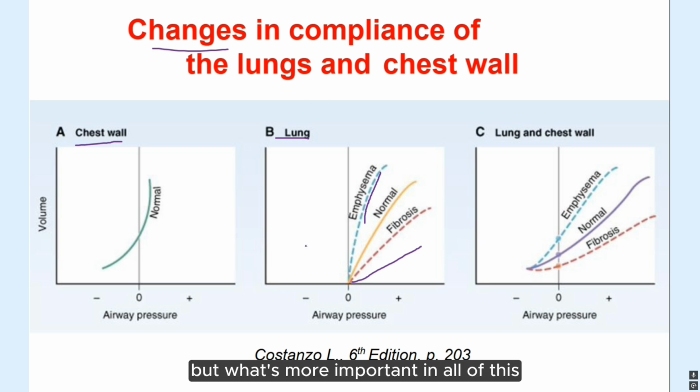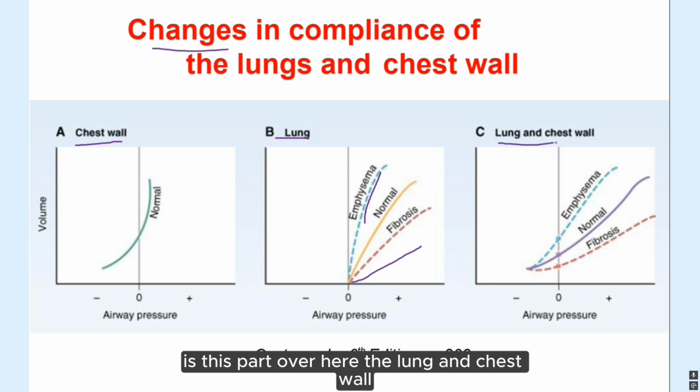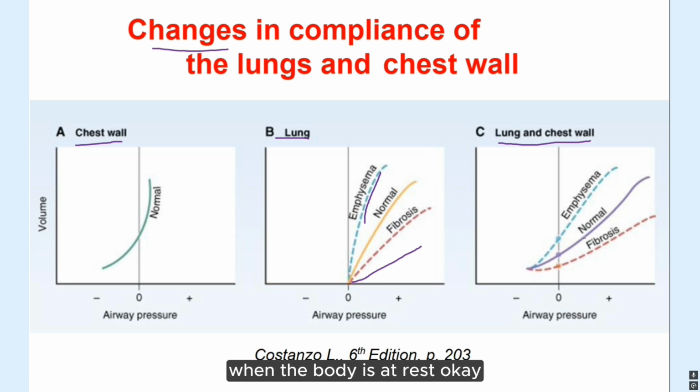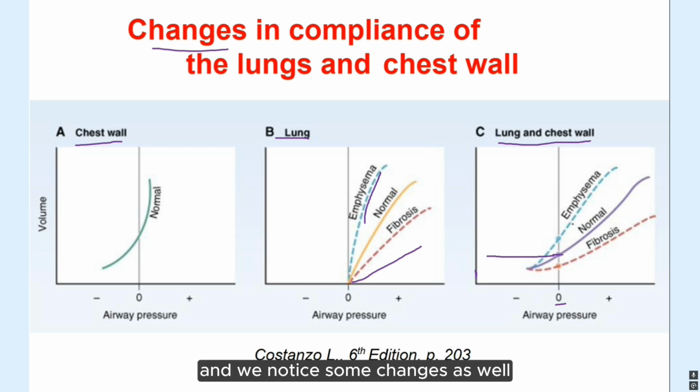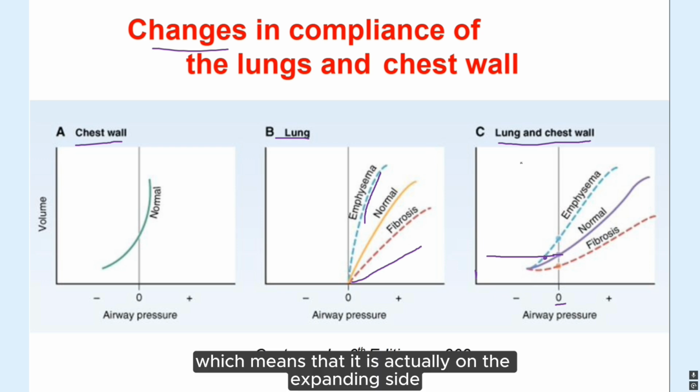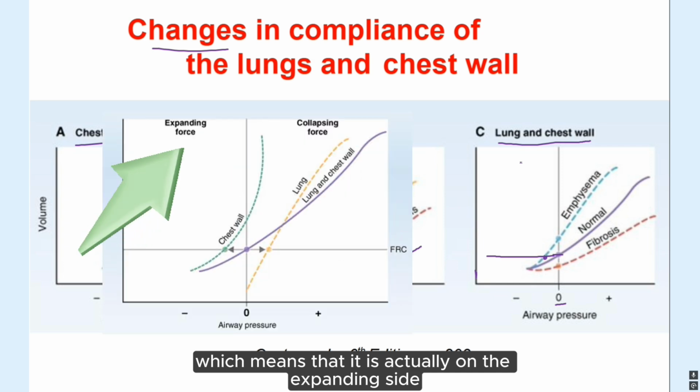But what's more important in all of this is this part over here, the lung and chest wall. So, as we've taken before, in the normal line, when the body is at rest, or the pressure is zero, this line over here, the volume, this is the FRC, the functional residual capacity. And we notice some changes as well under emphysema and fibrosis. So in emphysema, the first thing we notice is that at the level of the FRC, the pressure in emphysema is actually negative, which means that it is on the expanding side.